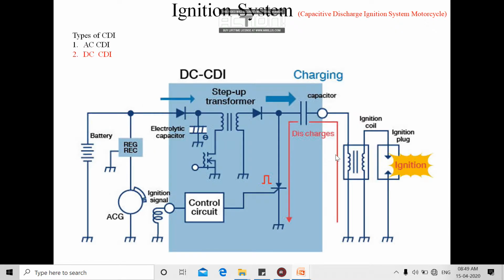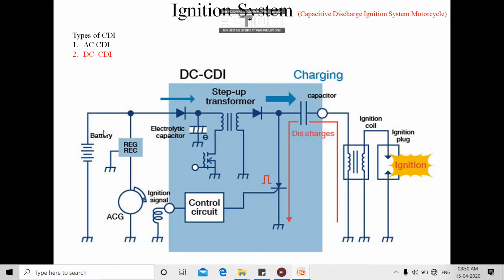Similarly, here we have two power sources connected in parallel to our CDI unit. So technically we can call it an AC DC CDI, or we can say it's DC CDI, because both AC and DC power feed into the CDI unit. But here the AC generator is giving the power, and due to the unit called rectifier and regulator, the AC power generated by the ACG gets converted into DC, and DC gets fed into the CDI unit.